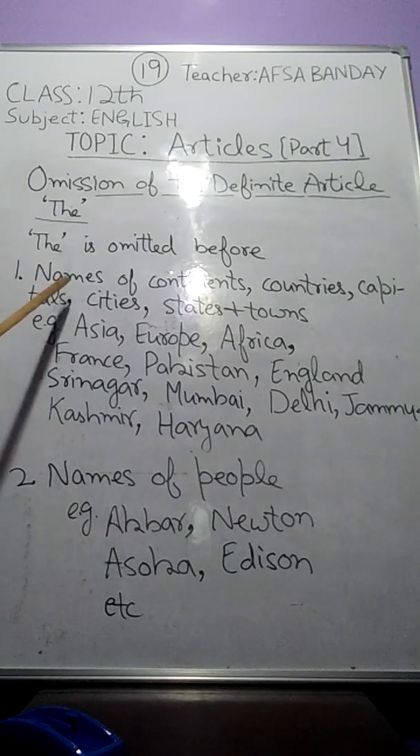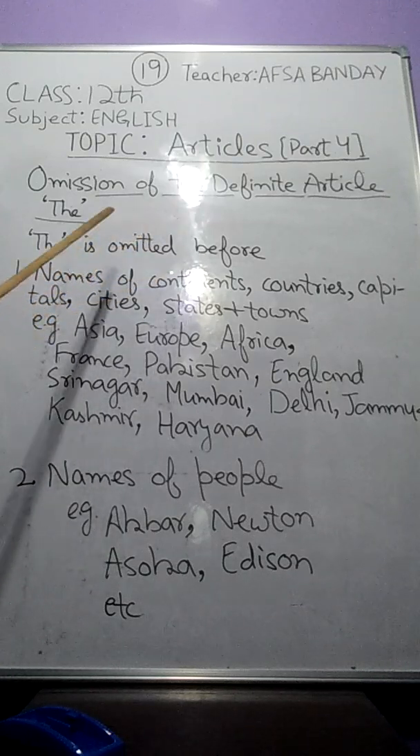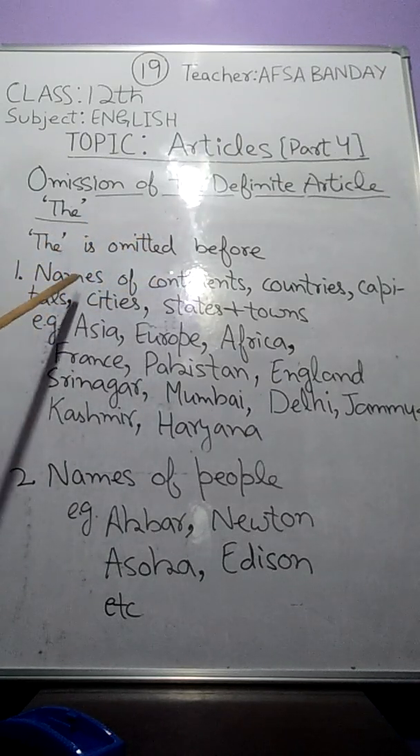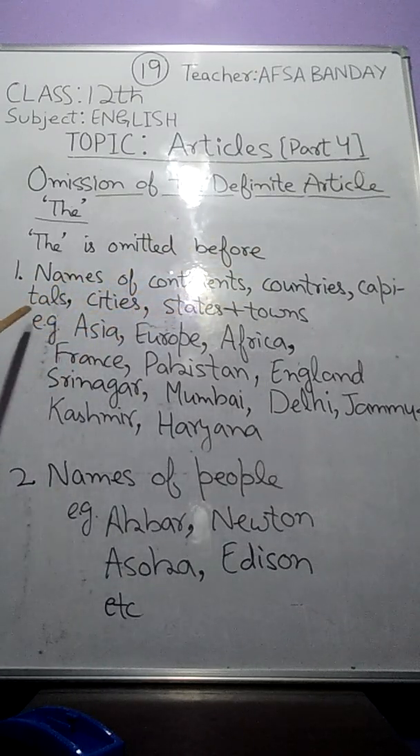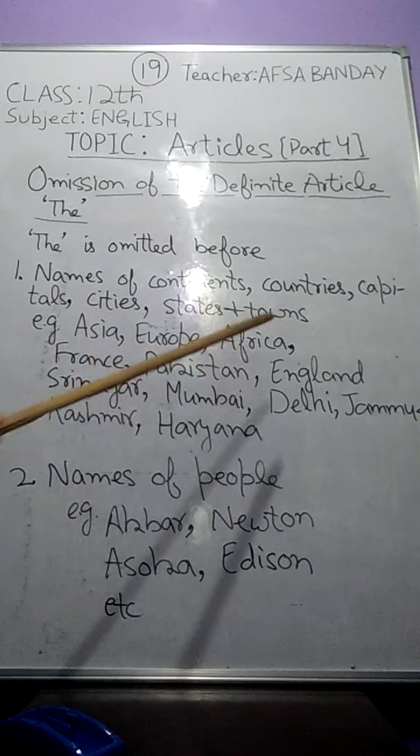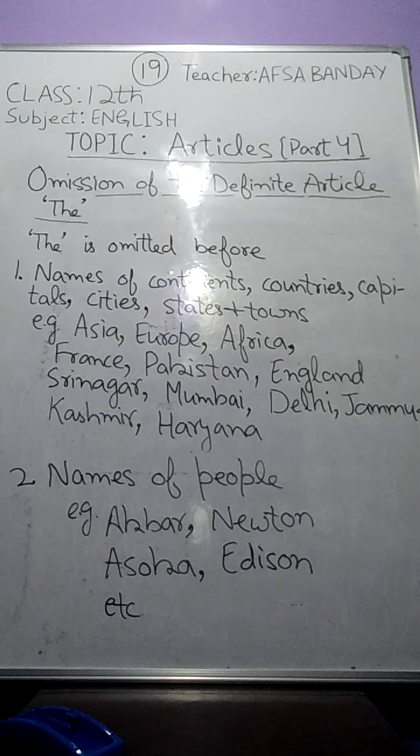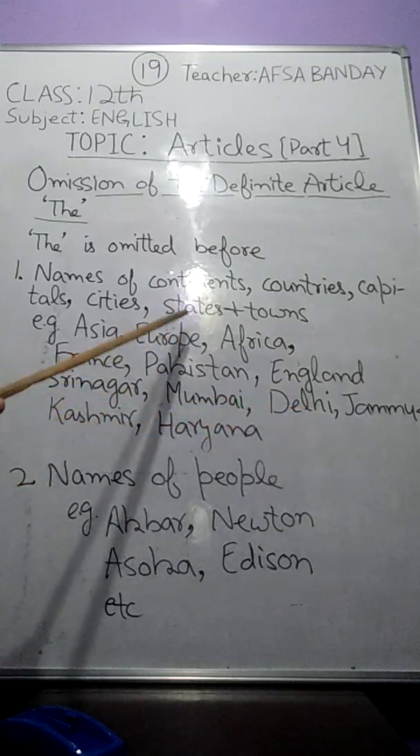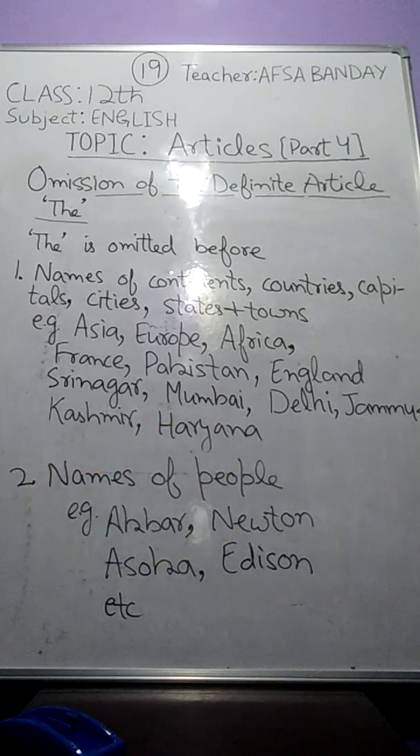Rule number 1: "the" is omitted before names of continents, countries, capitals, cities, states and towns. For example, we say Asia, not the Asia. We say Europe, Africa. No doubt there is only one Europe or one Africa in the world, but still we don't use "the" with landmasses. France, Pakistan, England, or cities like Srinagar, Mumbai, Delhi, or states like Jammu and Kashmir, Haryana, etc.